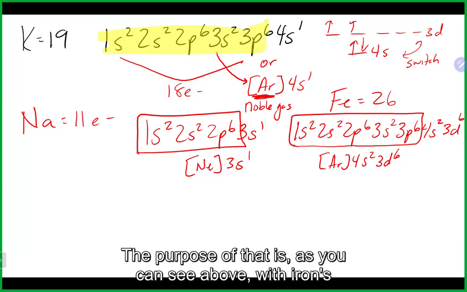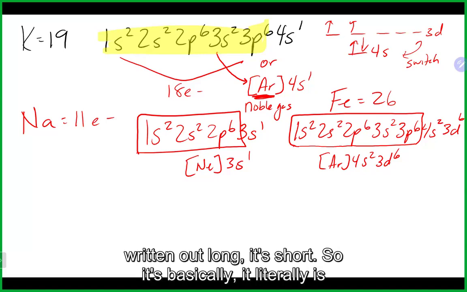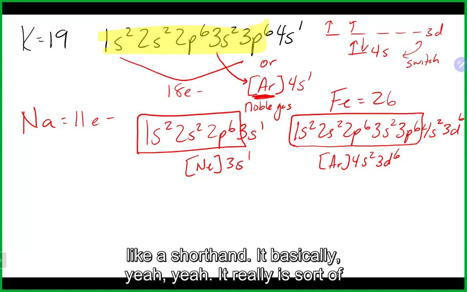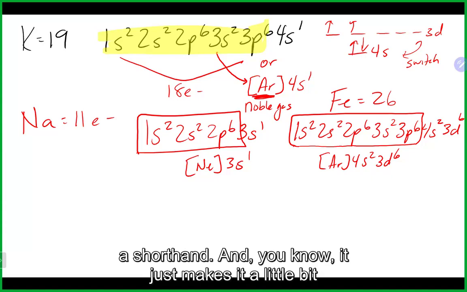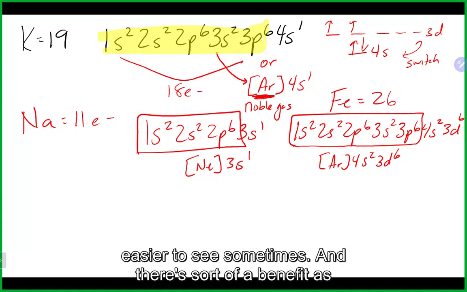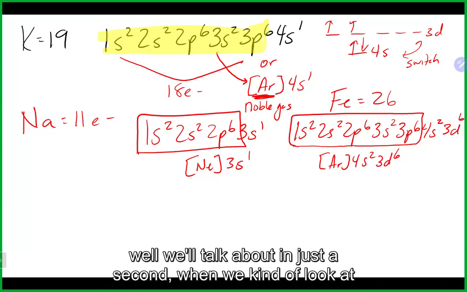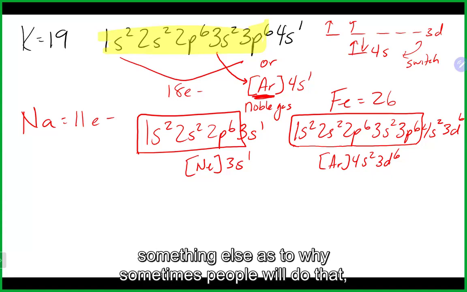The purpose of that is, as you can see above with iron written out, it's long, and this is short. So it literally is like a shorthand, and it just makes it a little bit easier to see sometimes. And there's sort of a benefit as well. We'll talk about that in just a second when we look at something else, as to why sometimes people will do that.